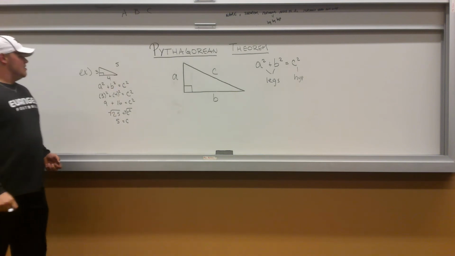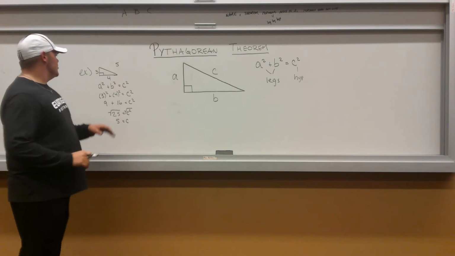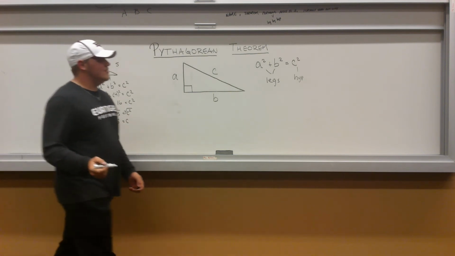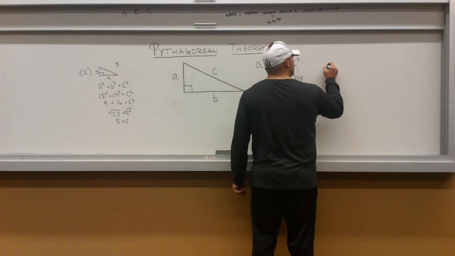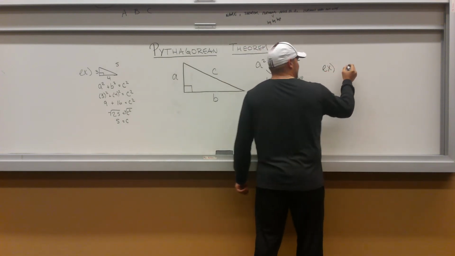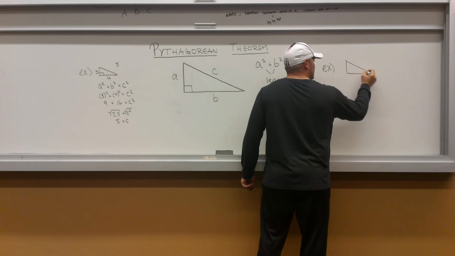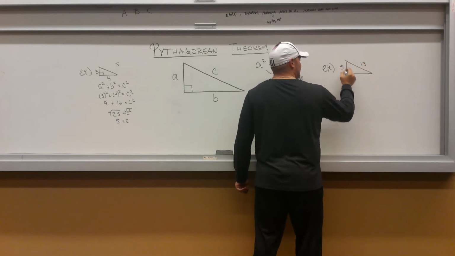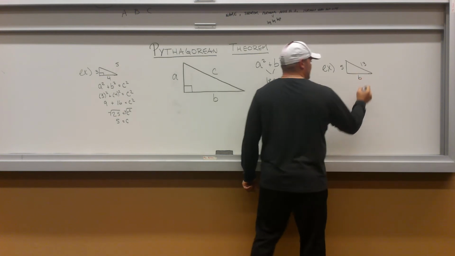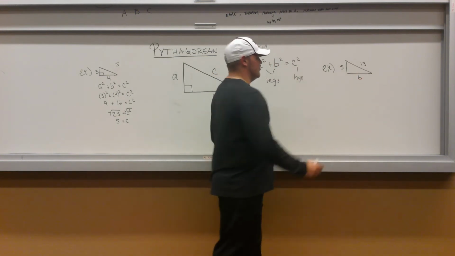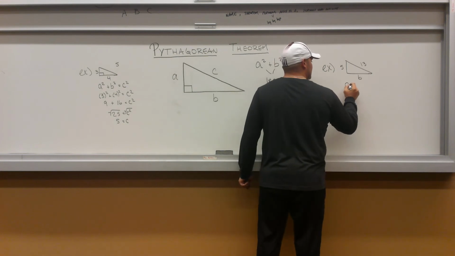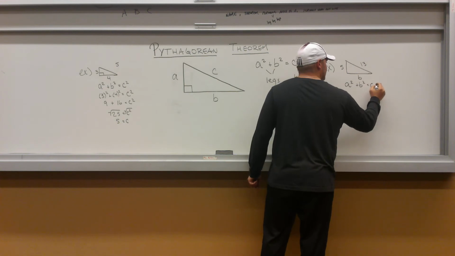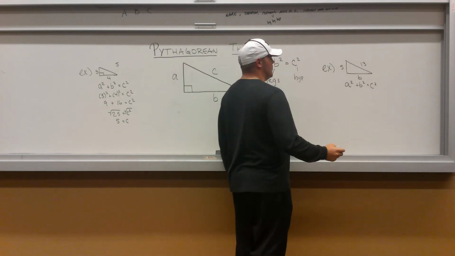Simple enough. Now say you had a triangle that you knew one side and the hypotenuse but not the other side. Can we still use this? Yes. We'll do an example. So I have a triangle where I know the hypotenuse is 13, the side is 5, and b is unknown. Take your formula, a squared plus b squared equals c squared, and plug in what you know.